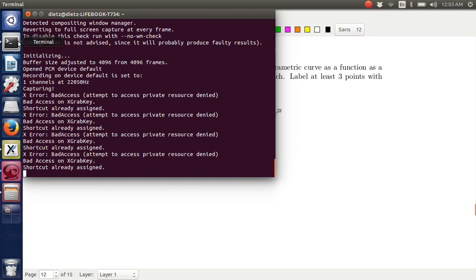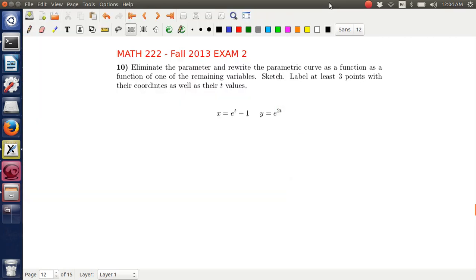Okay, then here's problem number 10. Eliminate the parameter and rewrite as a function of one of the remaining variables. That means y is a function of x, or x is a function of y. Then sketch and label at least 3 points with their coordinates as well as their t-values.